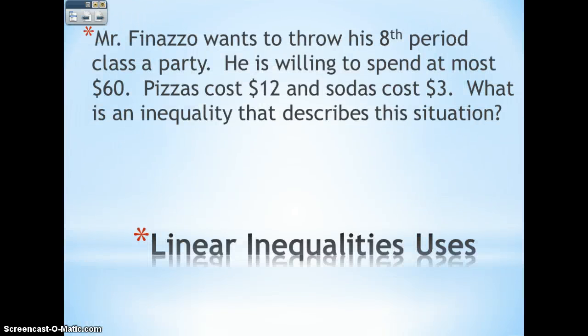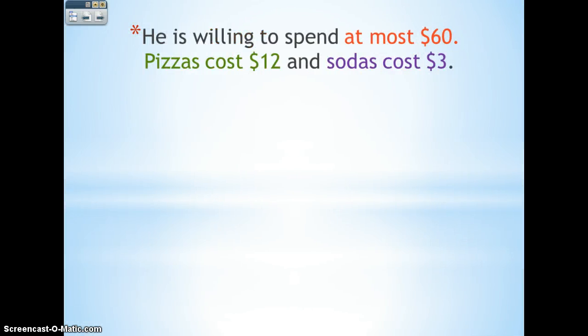Let's put it into action. I want to throw my 8th period class a party. I'm willing to spend $60. We know that pizza costs 12 and sodas cost 3. We want to write an inequality that describes this situation. Let's look at some of the important information within the problem. At most, $60. At most. Well, that sounds like an inequality.